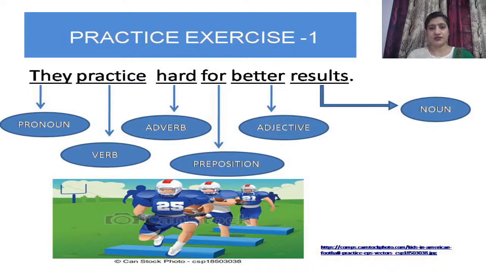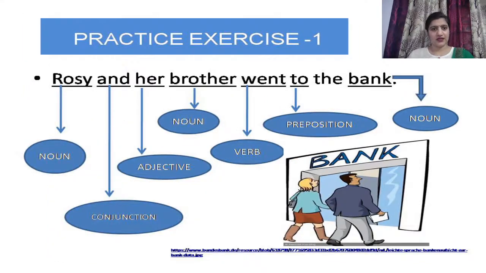But if you remove for and try to say the whole sentence, there will be no connection between better results and the rest of it. Why? They practice hard, better results. Doesn't make sense. You have to put for, that's a preposition, before results to be able to build a connection or show its relationship, the relationship of results with the first half of the sentence, that is why they practice hard for better results.